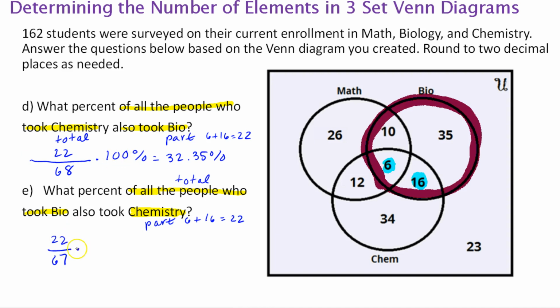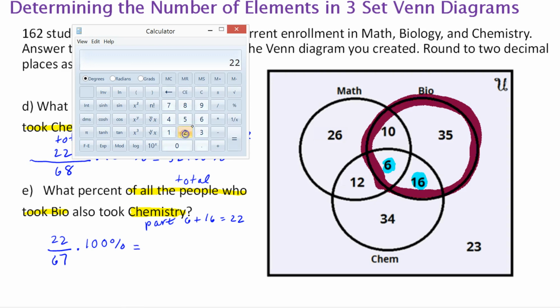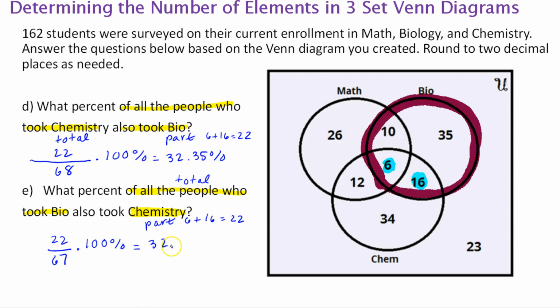It's going to be close to the last answer, but a little bit bigger because there's one less person in the bio category. So let's see. 22 divided by 67 times 100 gives us 32.84%. So they're not equal, a little bit bigger because we're comparing to different totals.